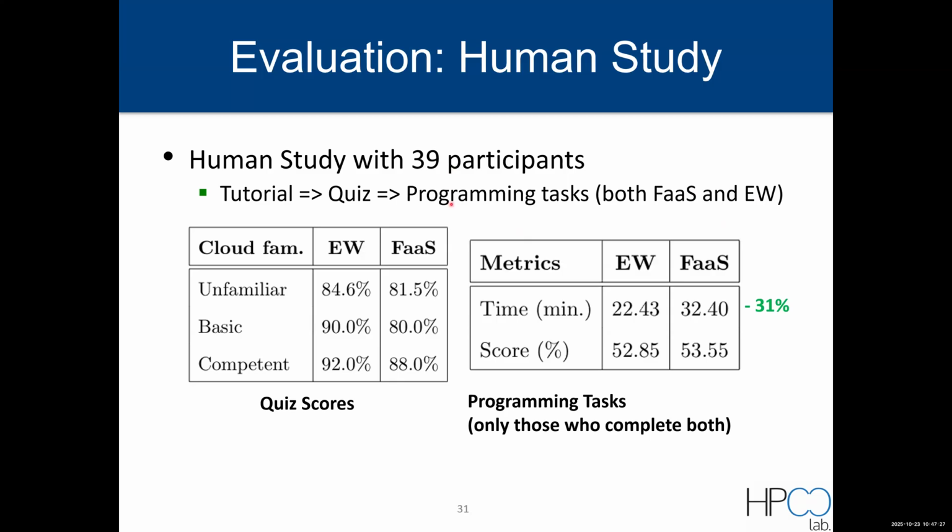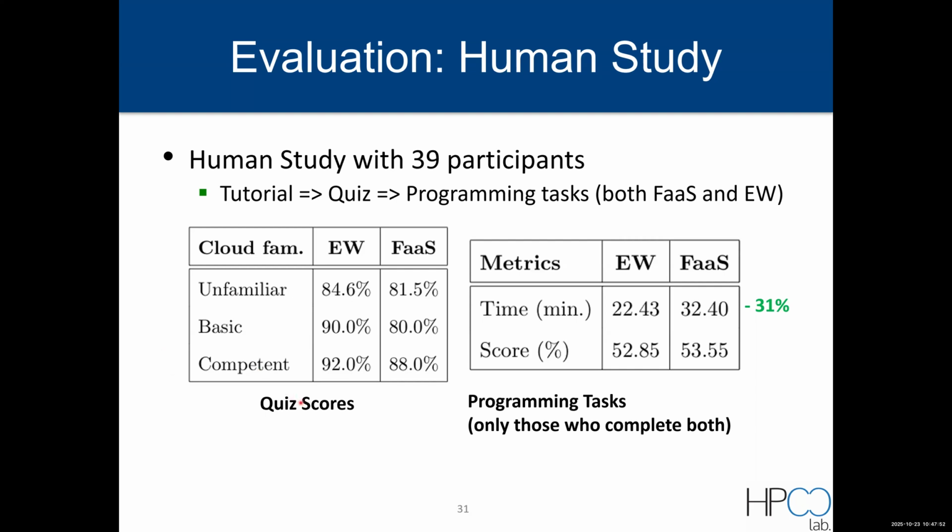So in terms of quiz score, we found that most people grade themselves on how familiar they are with the cloud. We have 3 levels: unfamiliar, basic, and competent. We actually have 2 more, I forget the names, but no one said that they are an expert in the cloud field. So that's why we have only 3.